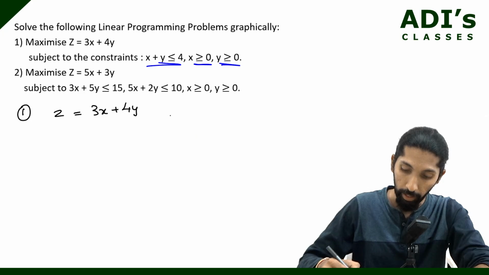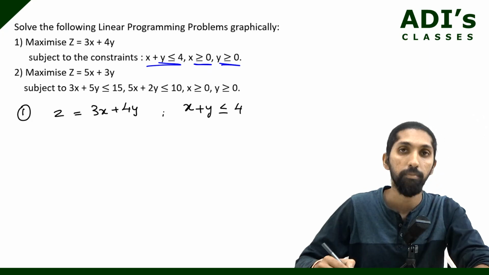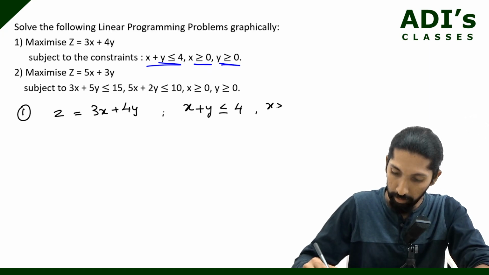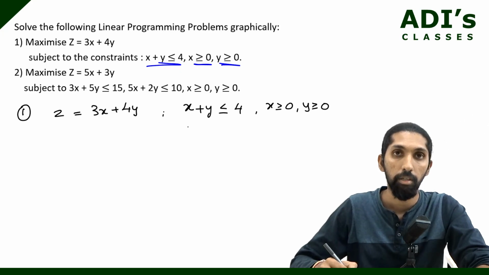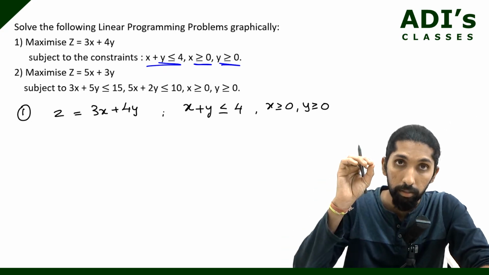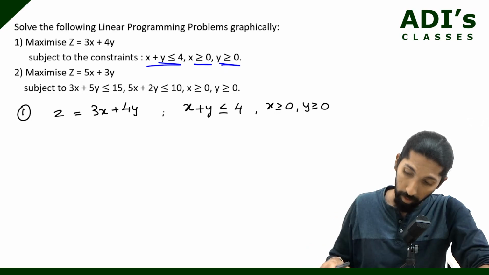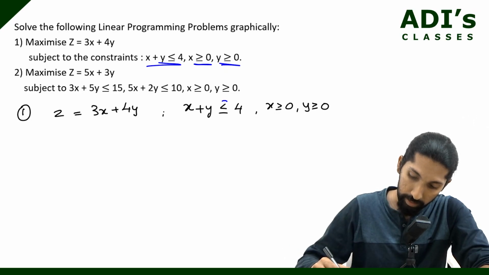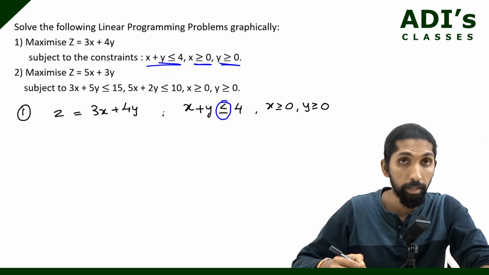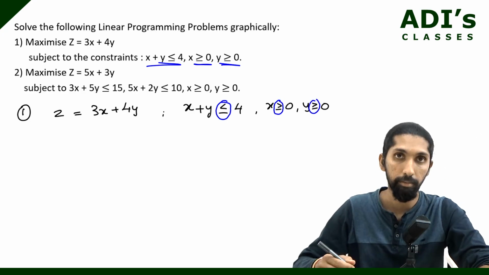The first constraint that we have is x plus y less than or equal to 4. Right? x is greater than or equal to 0, y is greater than or equal to 0. I mean, both are greater than or equal to 0. Now, every constraint has a particular reason why it is given. Here, when you say less than or equal to, it's a bounded region. And x greater than or equal to 0, y greater than or equal to 0. Everything has a reason to it.